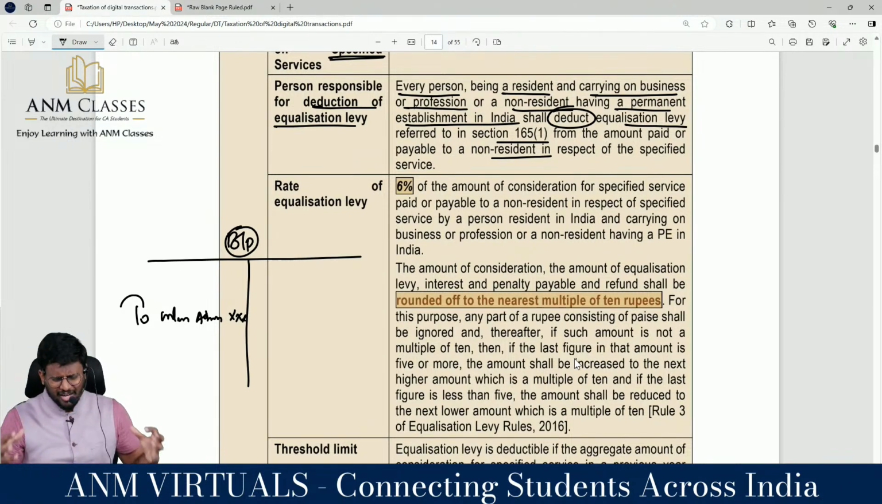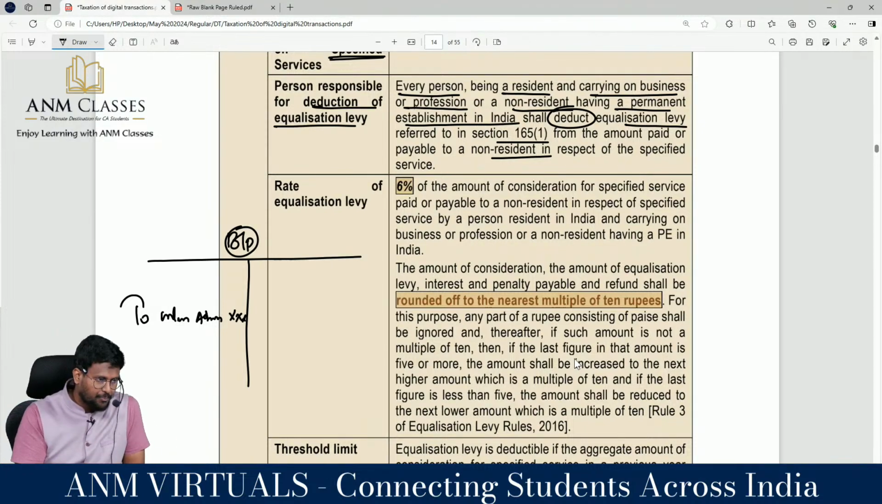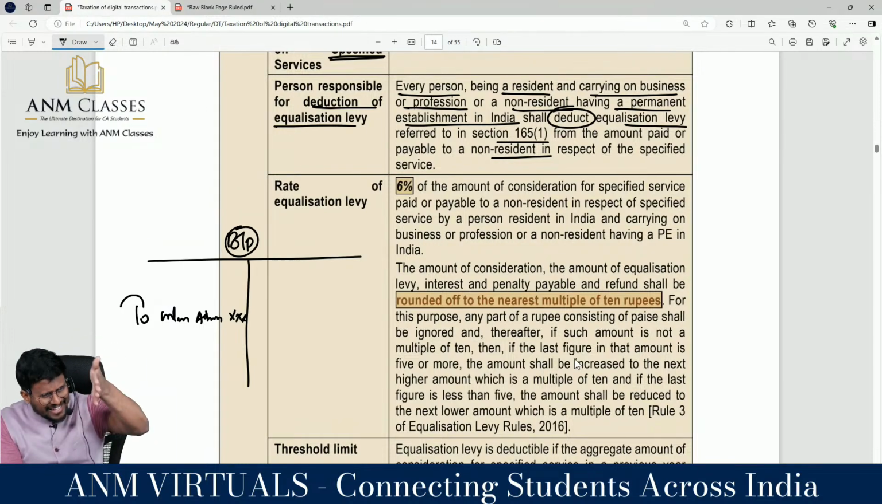So generally people will have a shocking mindset when they hear this provision. Now, the service provider is situated outside India. That means he is a non-resident. He is providing specified services to a resident in India or to a non-resident who is having a permanent establishment in India. So you, a resident, are making payment to a non-resident.